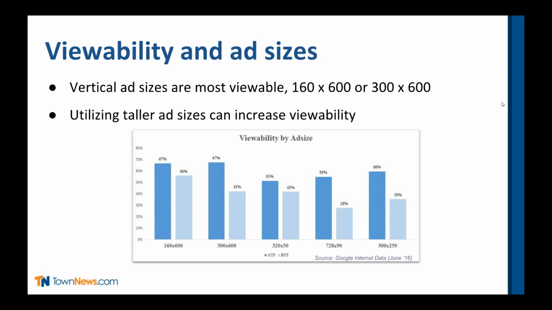A 300 by 250 is still a solid size. 728 by 90 ads are a little bit lower. And then the 320 by 50s on mobile are going to be a little bit lower yet. But what we want to remember is the taller the ad, the more opportunity it has to be measured as in view, with the caveat of ensuring that it's not taking up too much of the real estate on the screen.